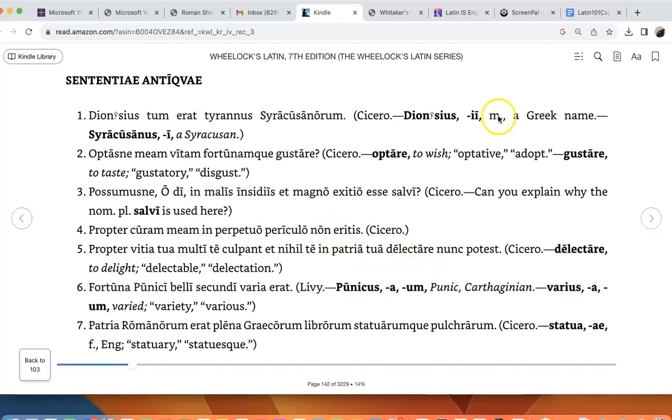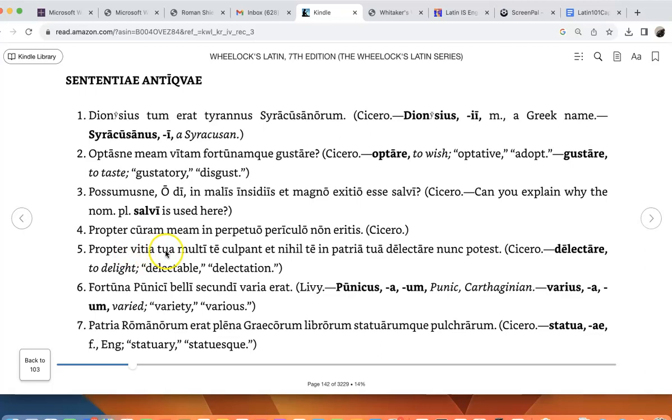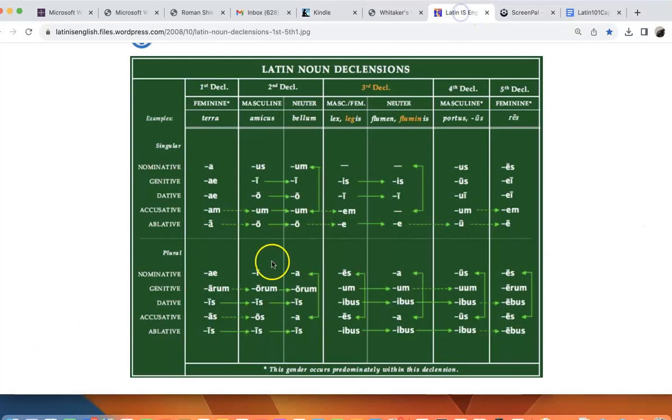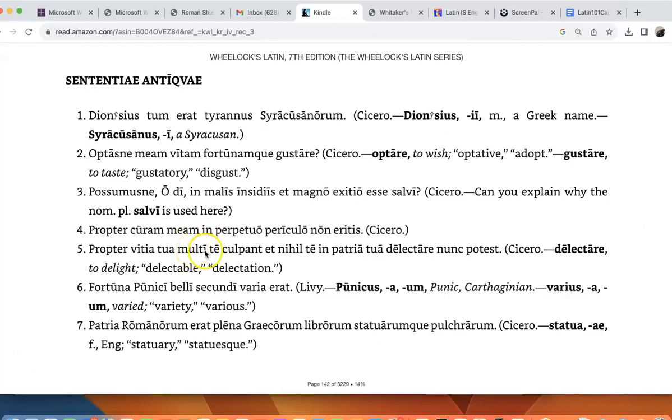So let me try to explain that, make sure I got it. Because of your vices, propter tua vitia, many, so multi. So here we look at our second declension nominative plural, multi. But then multi blame, like culpable. So culpant is agreeing with third person plural, many blame you. And nothing now. So this one's a little bit tricky in the sense that you need to get the now as an adverb, is able to delight you in your country.